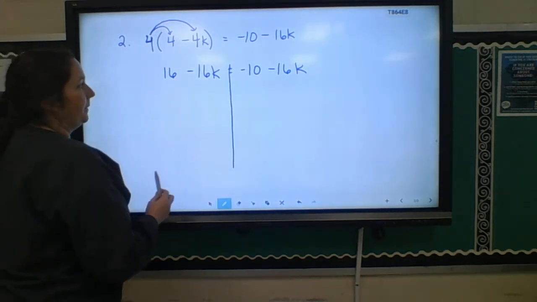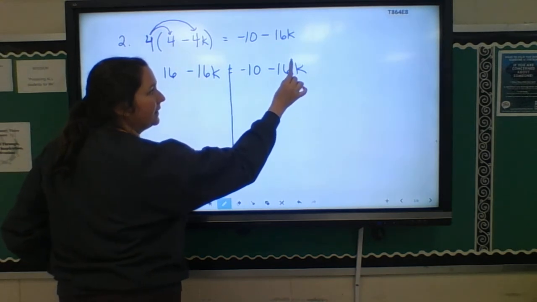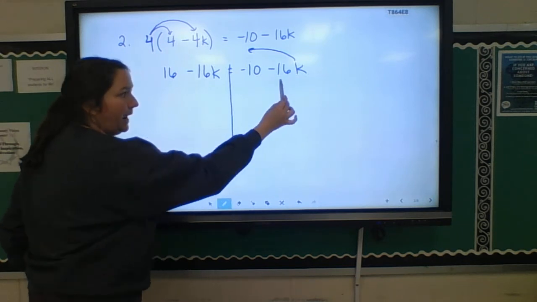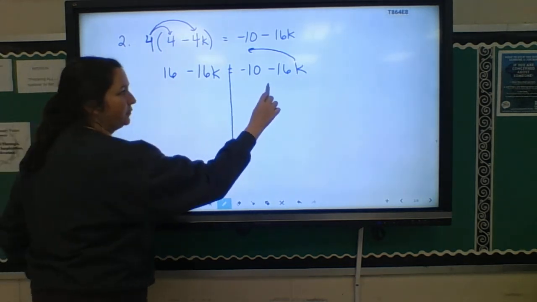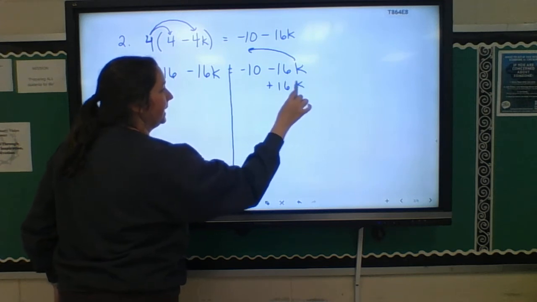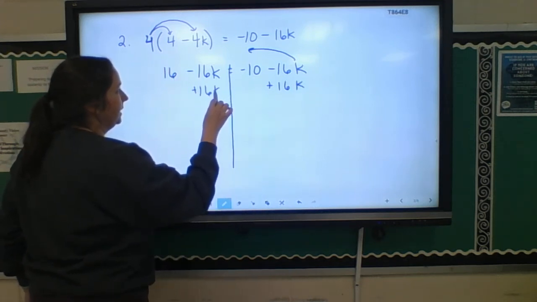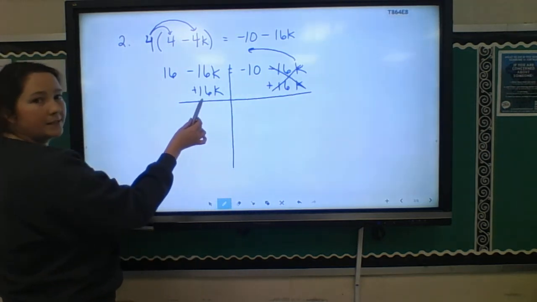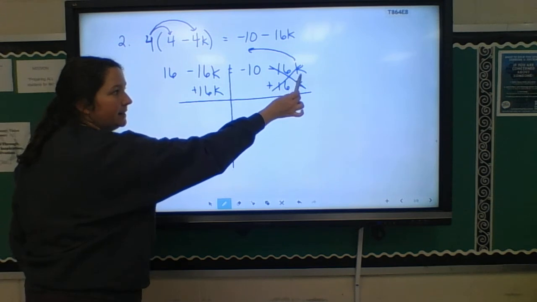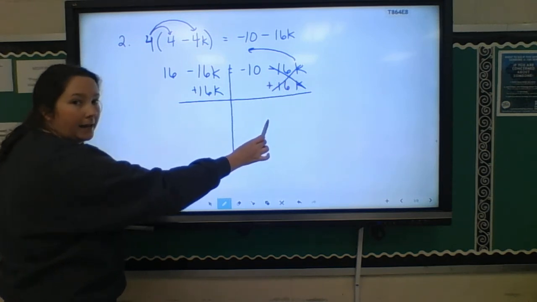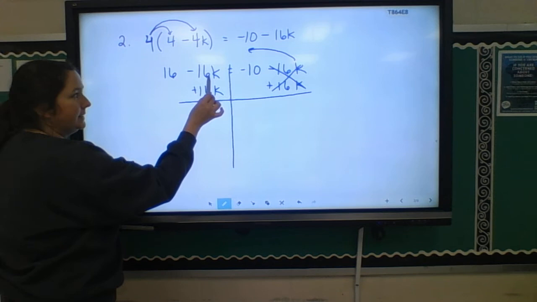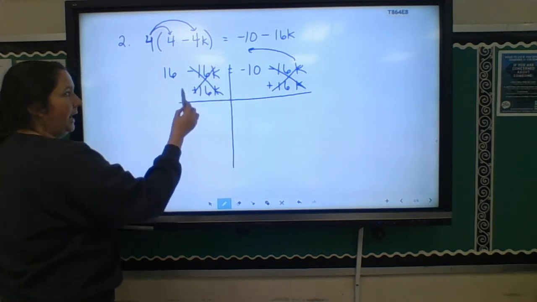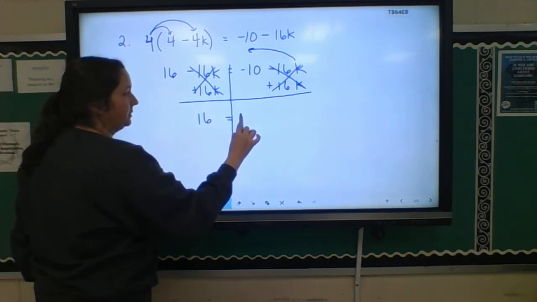All right, so what I'm going to do is I'm going to take this variable and move it to the left side. So if it's a minus 16K, inverse operation plus 16K, well, what happens? My minus 16K plus 16K cancels. Well, my minus 16K plus 16K cancels also. And I'm left with 16 equals negative 10.